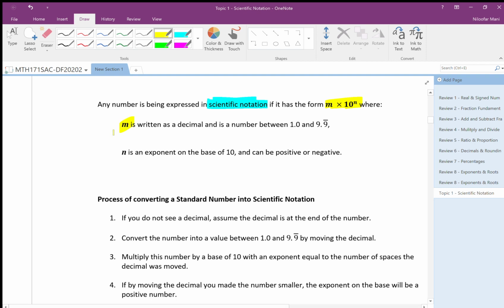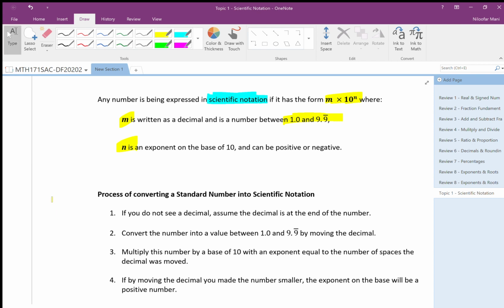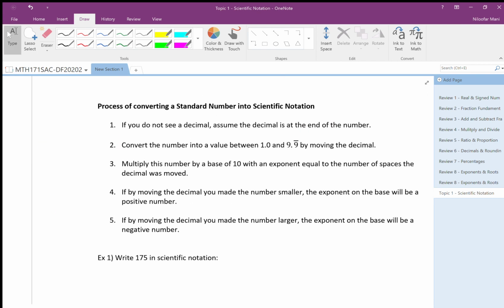M should be from 1 point something to 9 point something. So m cannot be more than 10, and m cannot be less than 1. How about n? n is either positive or negative, so it depends on the number that you have. So how can I decide? What should I do? You have to follow these steps, and I'm going to show you on one example.